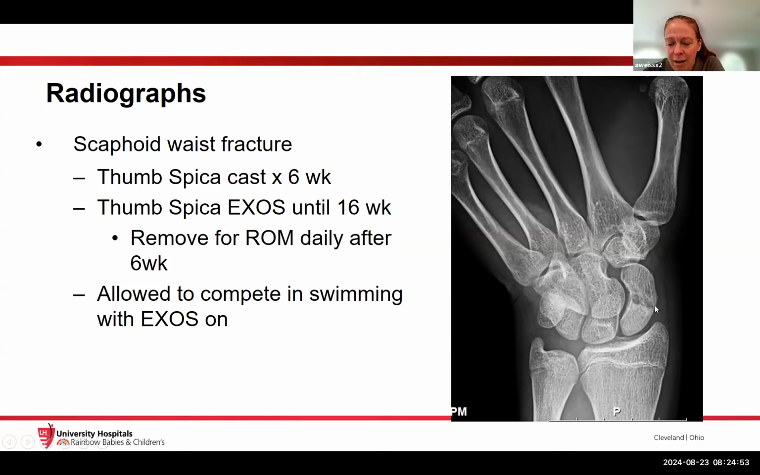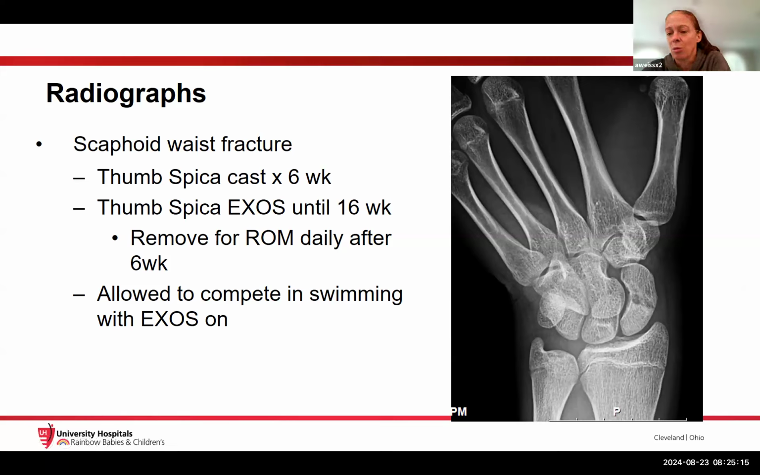So I did actually have the hand surgeon take a look at this one and make sure they thought it was okay, particularly because he was 4 weeks in, to go ahead and try to treat this conservatively. And they said to go ahead and try. You can see he's got open growth plates, so his healing potential is a little bit better. So we put him in a thumb spica cast for 6 weeks.